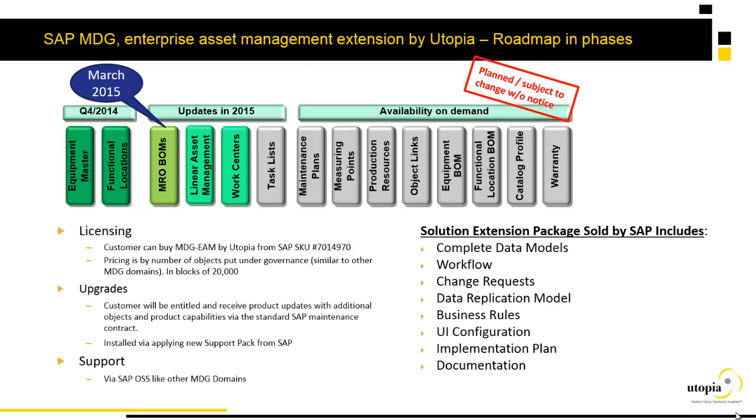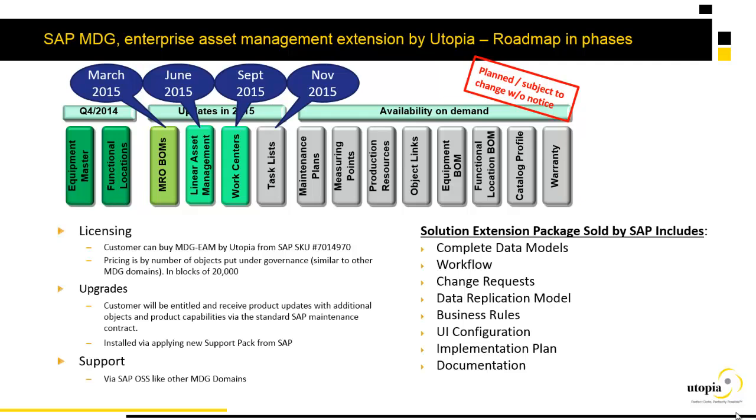Our next slide is the proposed roadmap in phases of the solution. So currently available from SAP, you can purchase Equipment Master and Functional Location, two of the most important, right, pieces of data in your maintenance practices. Coming in November, we will have bill of materials. And then June, for those of you that have linear assets deployed and are deploying the linear asset management capability within SAP Plant Maintenance, that functionality will be available June 2015.